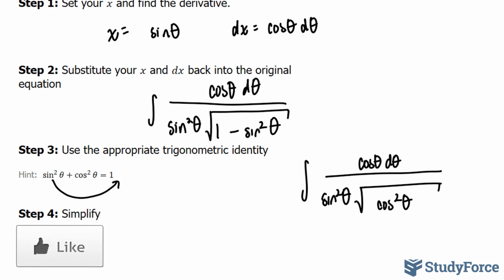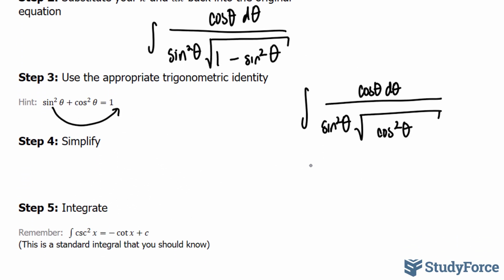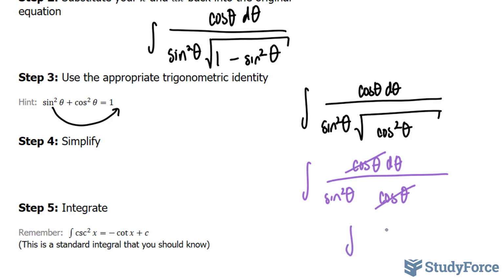So I'm going to simplify that in the next step, where I have cosine theta d theta. That part does not change. The bottom part will change a little bit. This now becomes simply cosine theta. And this cosine theta at the top will cancel out with the cosine in the denominator, where we are left with the integral of 1 over sine squared theta d theta. So step number 4 has been accomplished.